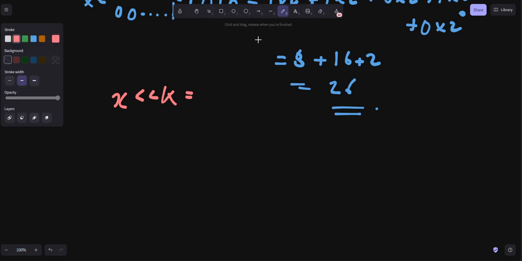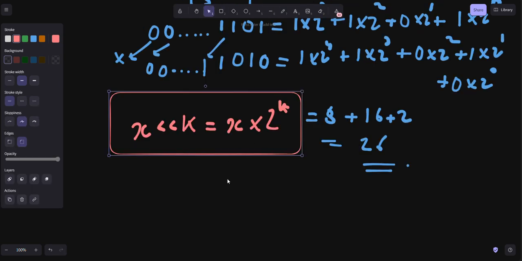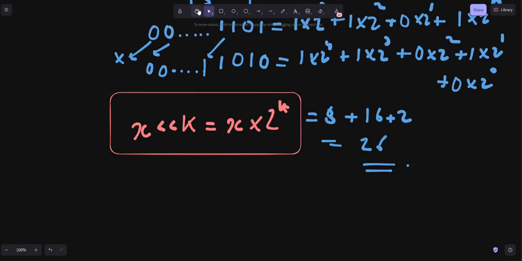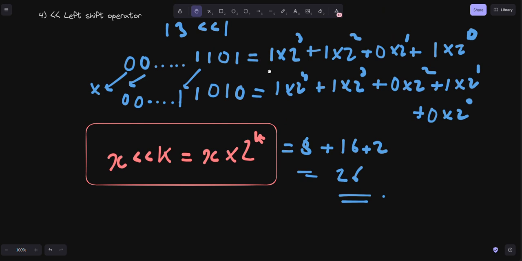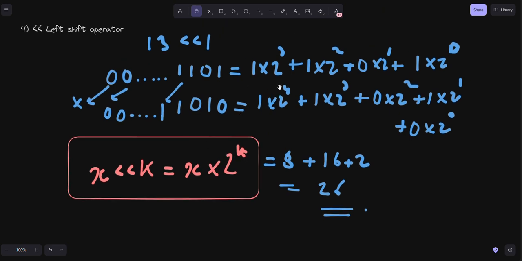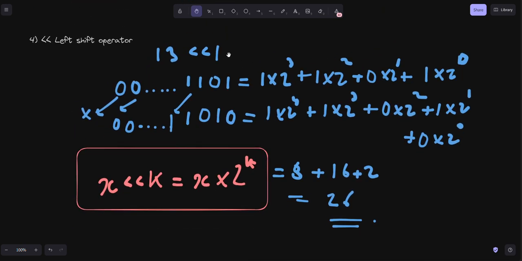Wait. You can say that x has been multiplied by 2 to the power k, right? Let me write this correctly. So this is what the conclusion of the left shift operator is. Whenever a number is left shifted by k, it basically means that it is getting multiplied by 2 to the power k.